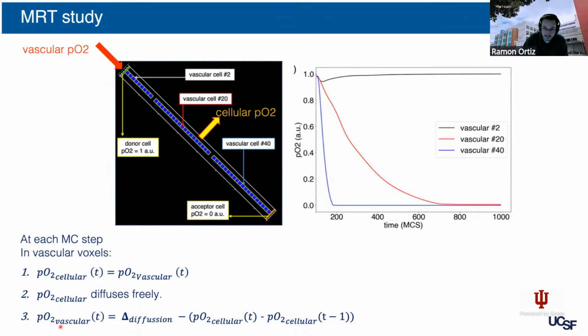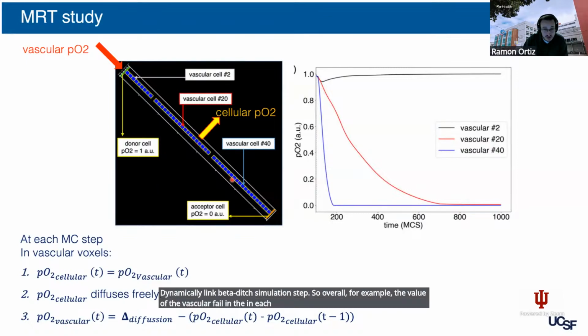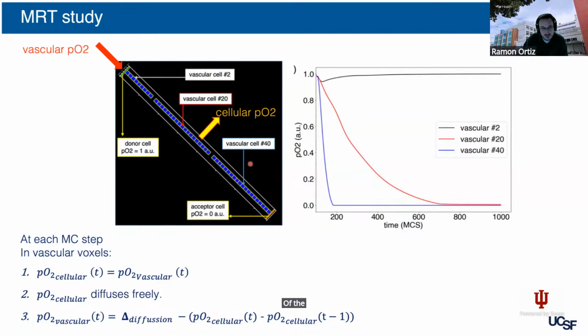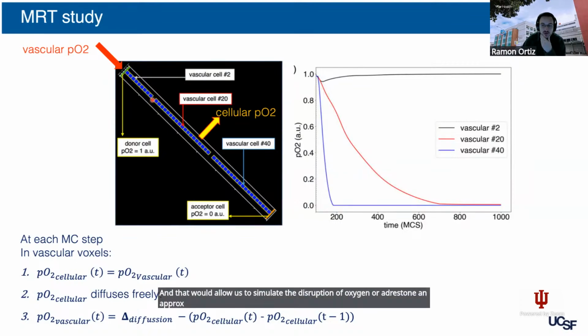So overall, for example, the value of the vascular field in each vascular voxel was the result of a change due to the diffusion along the capillary and the loss of the concentration of oxygen that was diffused into the medium in the cell in the form of a cellular field. And this approach allowed us to simulate the disruption of oxygen, or at least an approximation to the disruption of oxygen flow when vascular fields were killed by the high peak doses during irradiation.